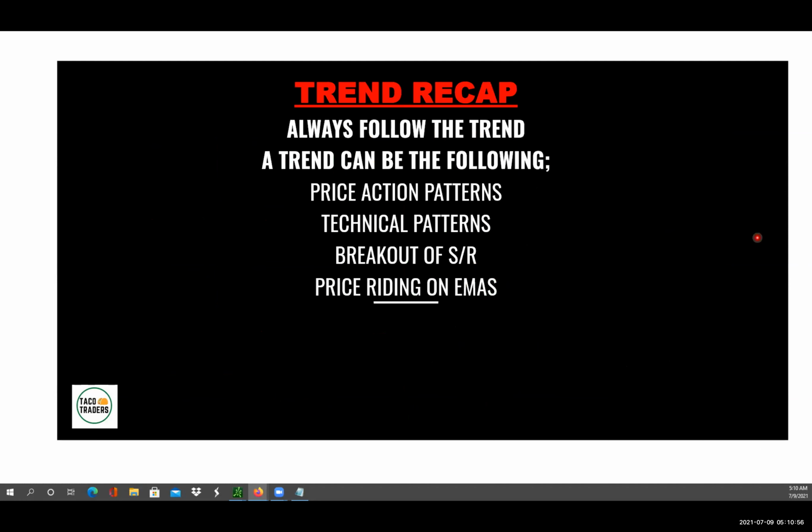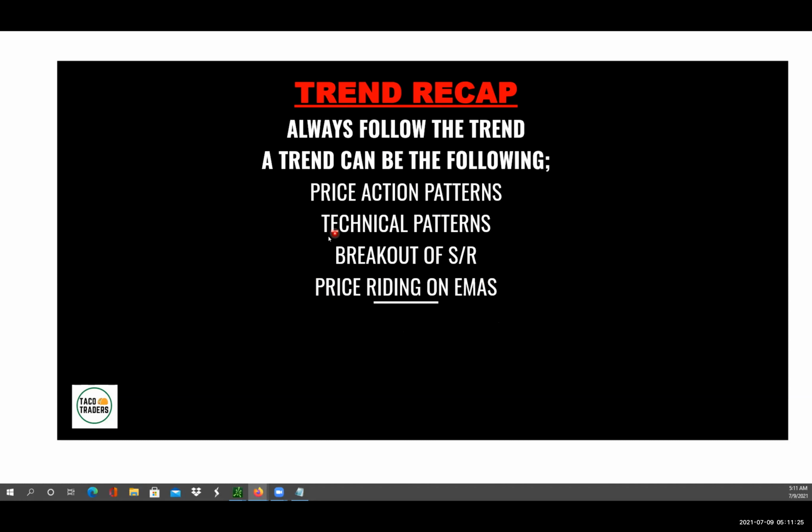Okay, trend recap. Always follow the trend. Trend can be the following. It can be a lot of things. A trend isn't just your moving average. It can be a price action pattern. It can be a technical pattern. It can be a breakout of support and resistance. It can be your price riding on your EMAs. So a trend can be all these things.